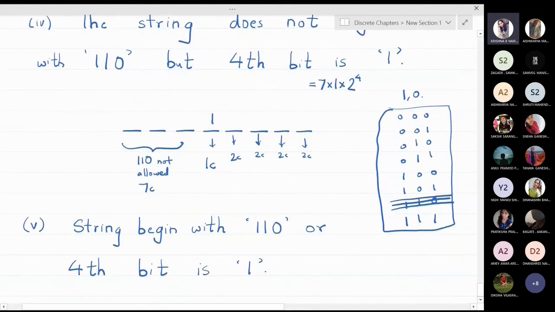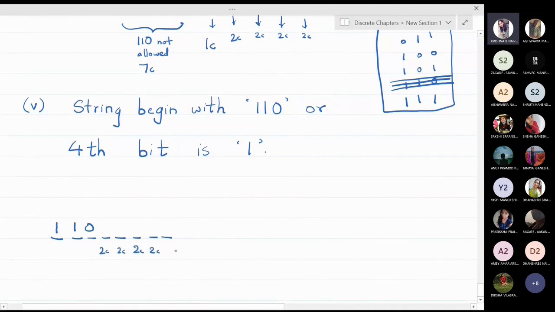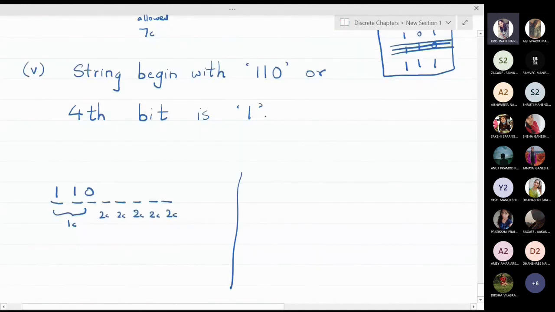The last question is I want all the strings that begin with 110 or the fourth bit is 1. Correct. So if I want all the strings to begin with 110, then I have 5 bits, each of which has 2 choices, and the first 3 have 1 choice. So the total number of choices for having 110 at the starting will be 2 raised to 5.